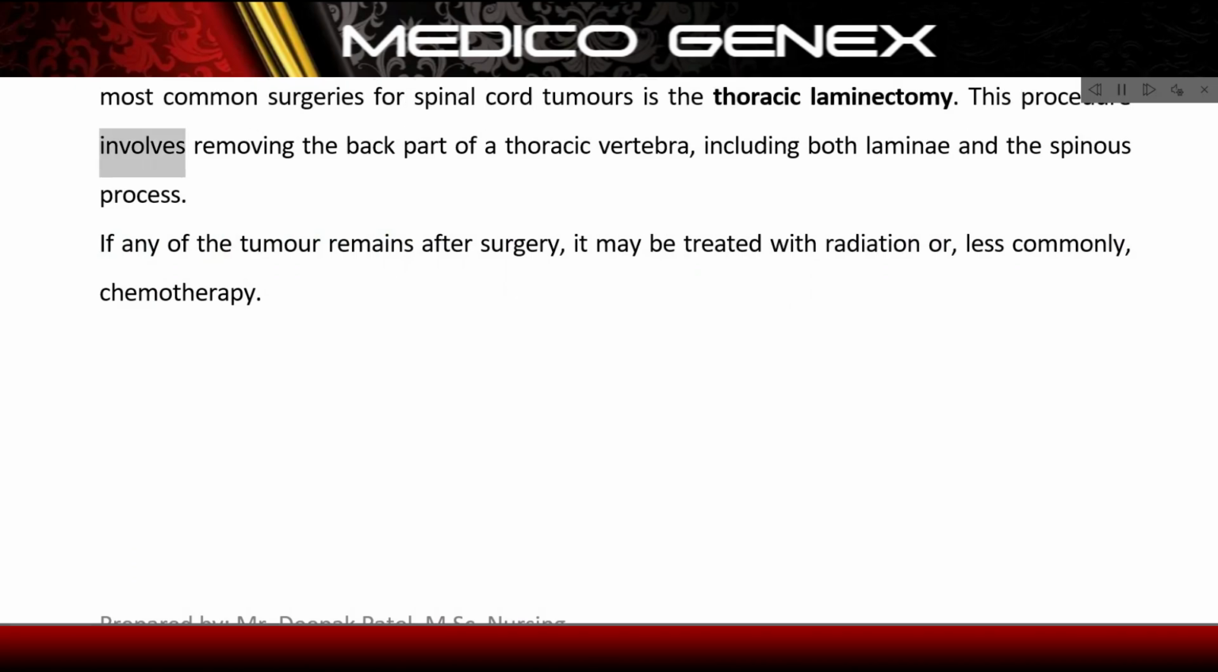This procedure involves removing the back part of a thoracic vertebra, including both laminae and the spinous process. If any of the tumor remains after surgery, it may be treated with radiation or, less commonly, chemotherapy.